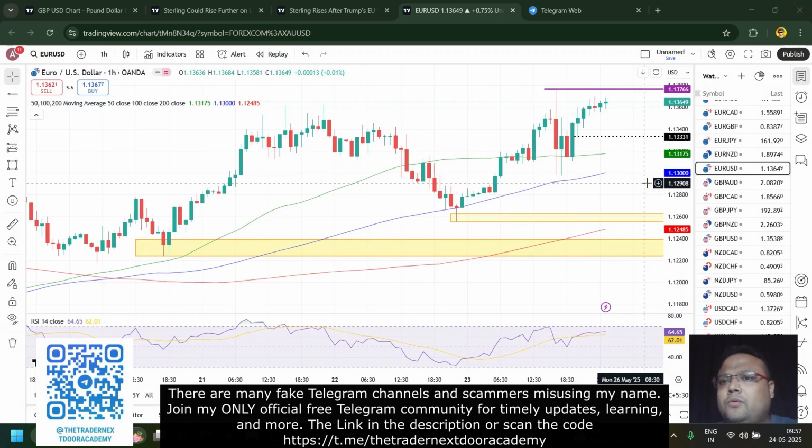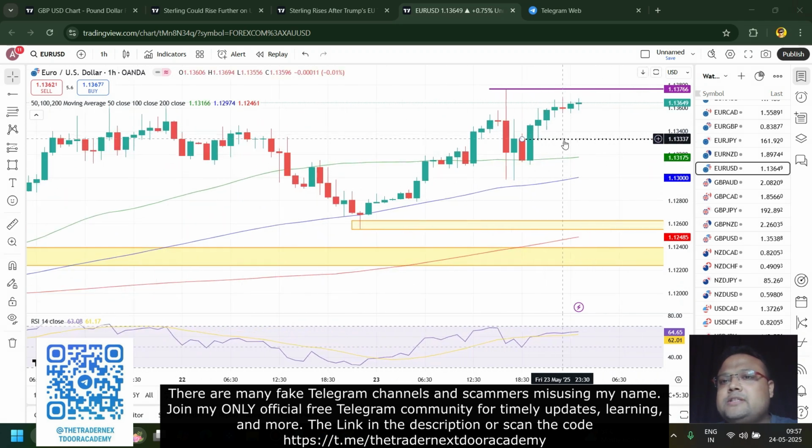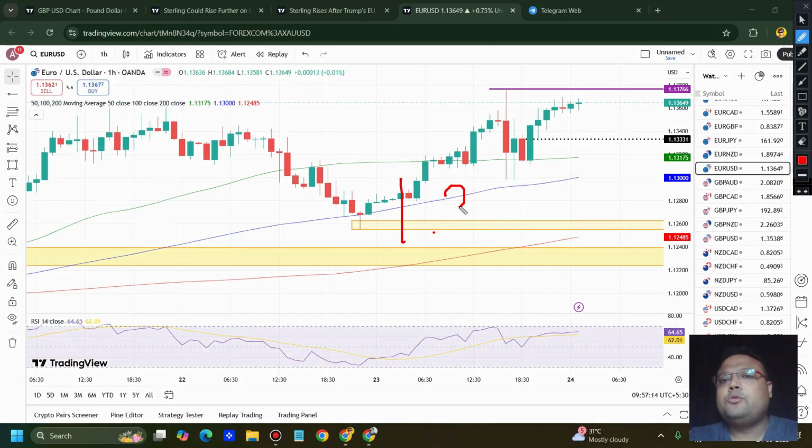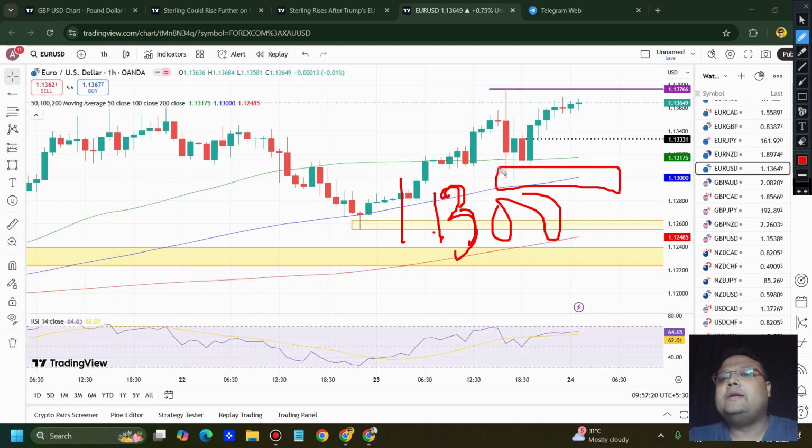Okay, and we will also be having the 50 moving average around the same area, so we can expect that market will take support. Otherwise, you can also look for a support around 1.1300. This is another level where you can look for a support because of previous support around this area, and we can also see that the dynamic support is there from the 100 moving average, plus it's a round number psychological level.